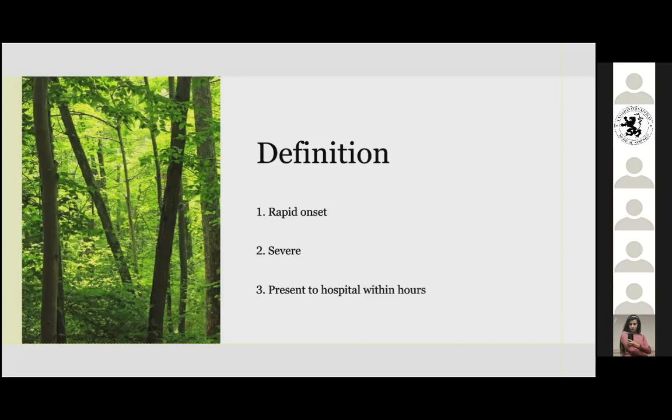And similarly with this definition of acute abdomen, if you use it appropriately, it's a succinct way of conveying to other medical professionals, so for example, the surgical team, that you're concerned about this patient, and the surgical doctor is likely to be concerned as well if you use this terminology. So what is the definition? So it's any patient that presents with acute severe abdominal pain, which leads them to present to hospital within hours.